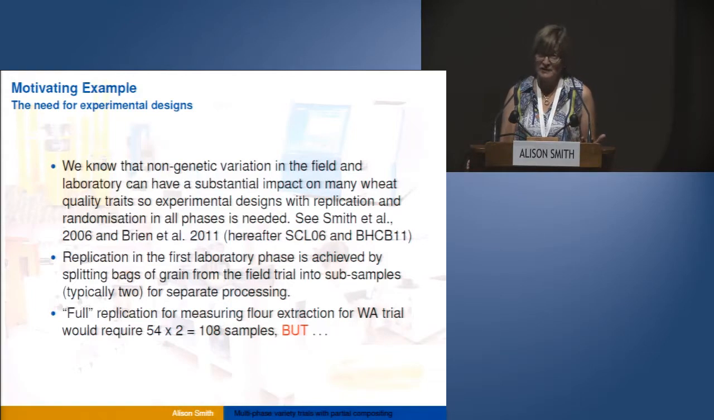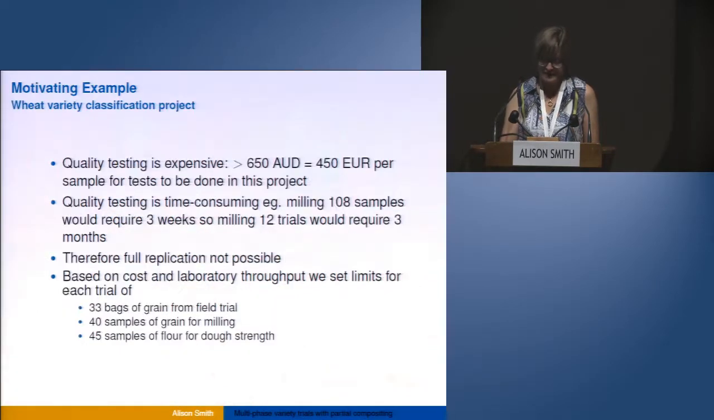We obviously have replication in the field. We have multiple plots of each variety. In terms of the first laboratory phase, we've taken, from the field, we've got our bags of grain, and literally from a particular bag of grain, we split it typically in half, and then that gets processed separately in the laboratory. So for our Western Australian trial, where we've got 54 field plots, if we were to do full replication in the first laboratory phase, so full replication to do the milling, that would require 108 samples.